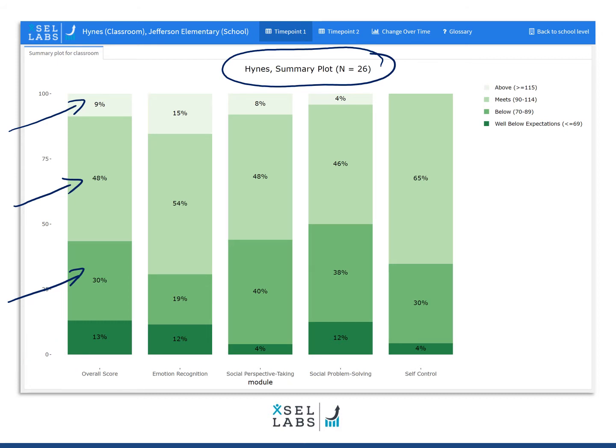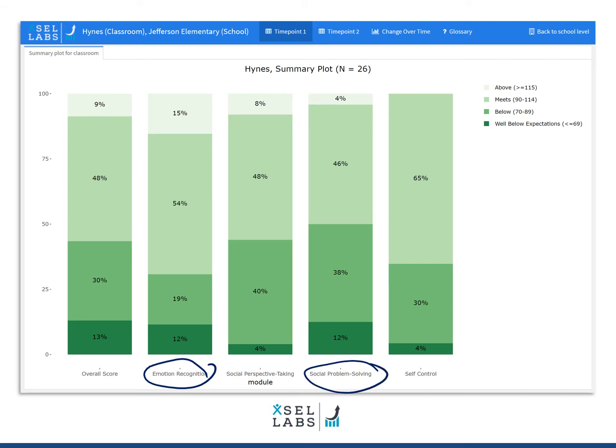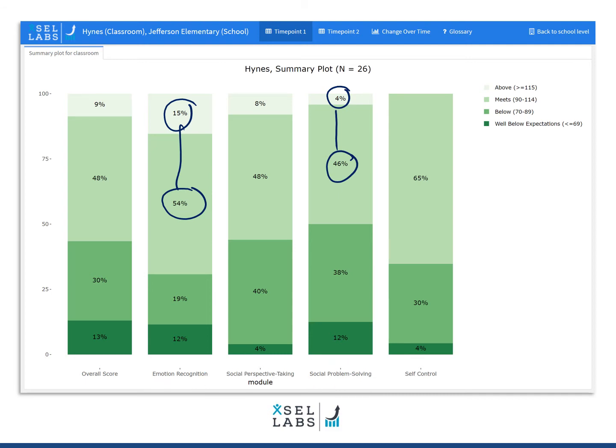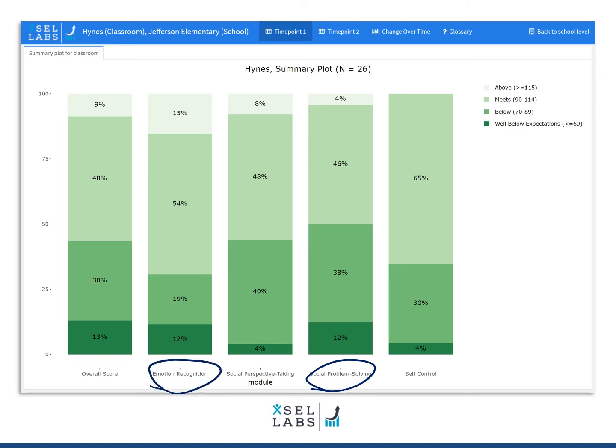Now, how might you use a plot like this to identify areas of relative strength and relative need? Well, let's take a look at emotion recognition and compare it with social problem solving, for example. In emotion recognition, 54% plus 15%, or 69% of students performed in the average range or above. With social problem solving, in contrast, 46% plus 4%, or 50% of students performed in the average range or above. So what you can see from this is that in this group of students, social problem solving is a relative area of need, and emotion recognition is a relative area of strength.